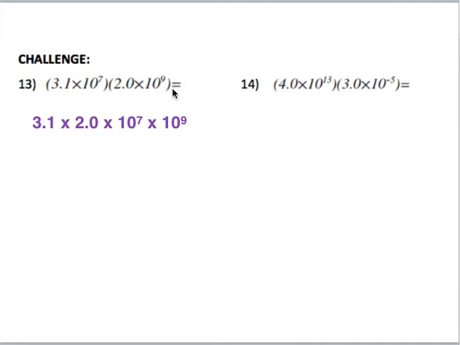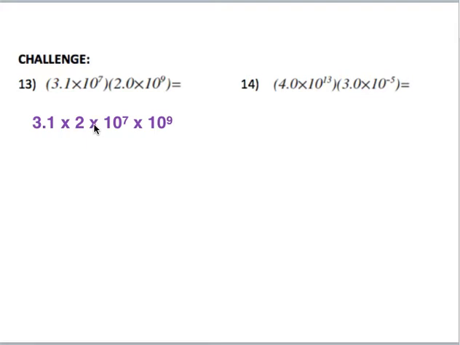When you see a problem like that, keep in mind the commutative property, which says when I have a chain that's all multiplication, I'm allowed to shuffle the order of my numbers around. And you could use that rule to shuffle the numbers so that the coefficients without powers are next to each other, and then the tens with powers are next to each other. This 2.0 is really a fancy way of just saying 2. So it's really 3.1 times 2 times 10 to the power of 7 times 10 to the power of 9.